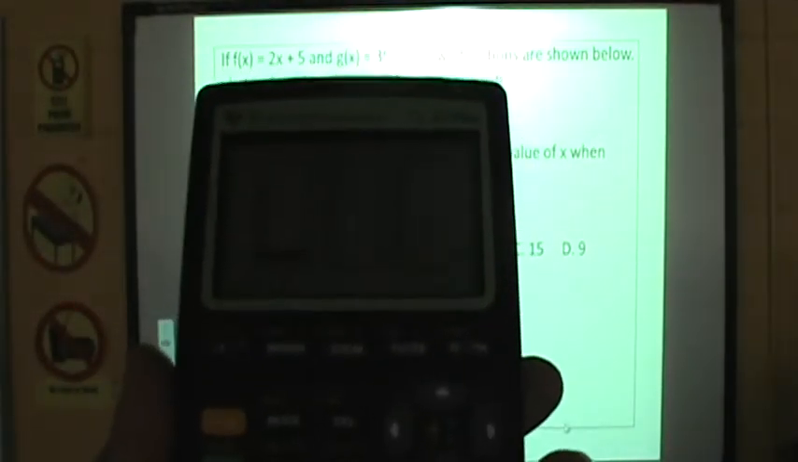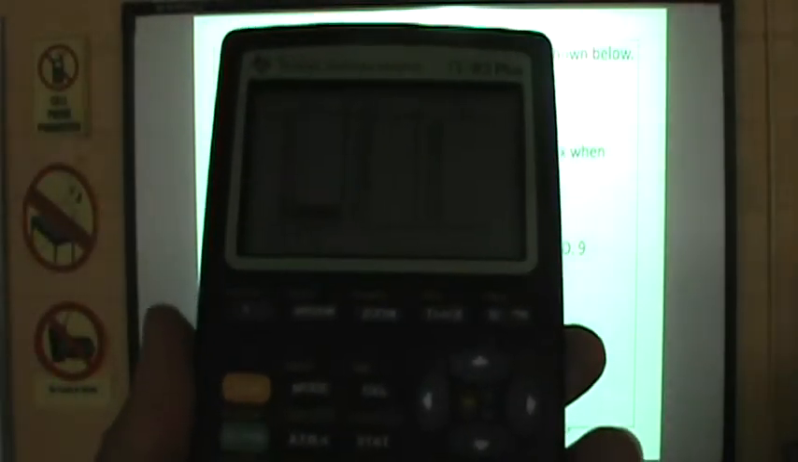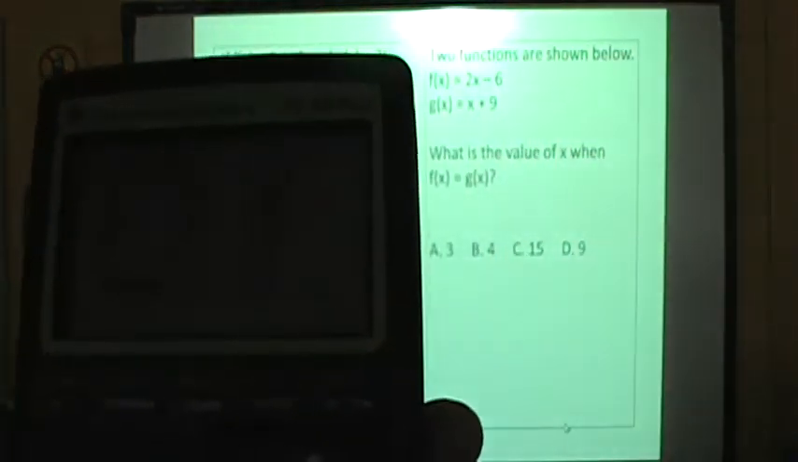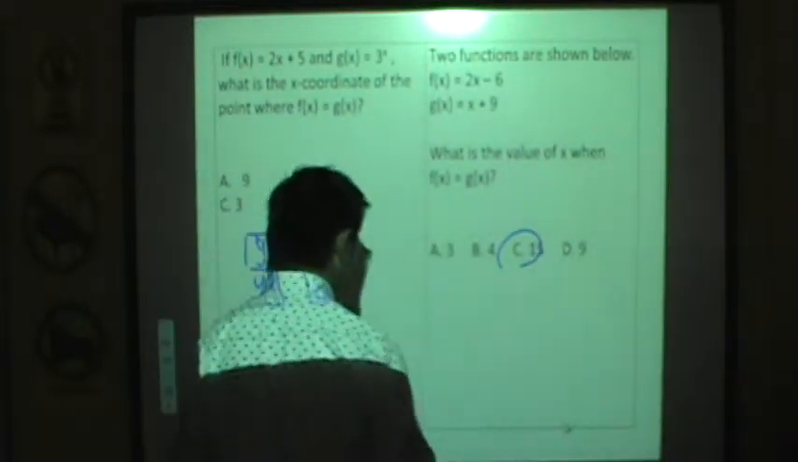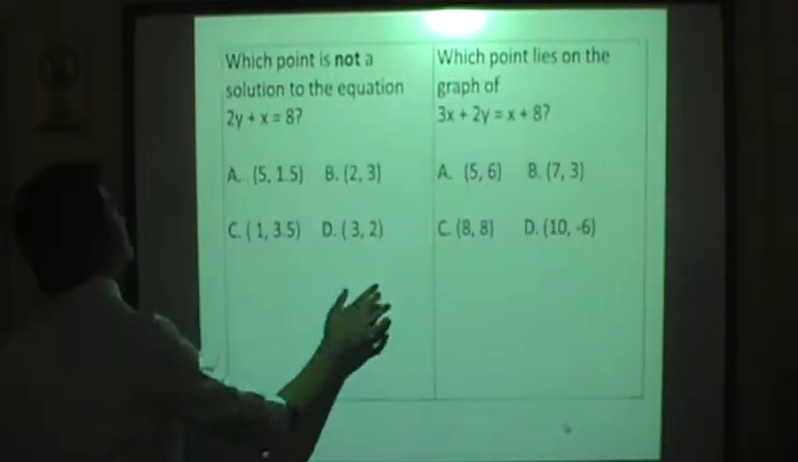So for 15, we have negative. Okay, for 15 we got 24 and 24. So therefore, using our calculator, the answer is C. Next.